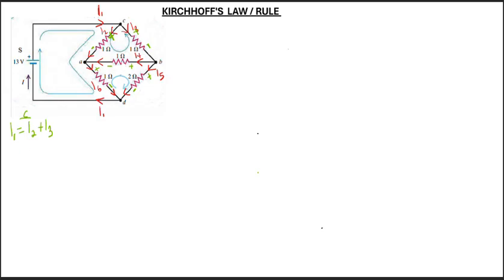Now for junction A, what can we see? For junction A, we can see that I2 enters, I4 enters, and I6 comes out. So I can say that I2 plus I4, because both of them enter, equals I6, which comes out from that junction. And for junction B, we can see that I3 enters, I4 comes out, and I5 comes out. So I can say I3 equals I4 plus I5. And for the last junction, which is junction D, we can see I6 enters, I5 enters, and I1 comes out. And I can say I1 equals I5 plus I6.